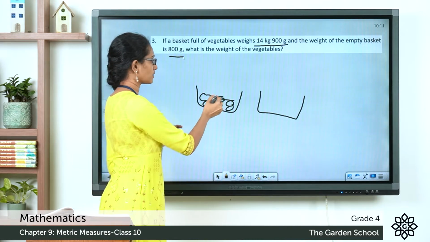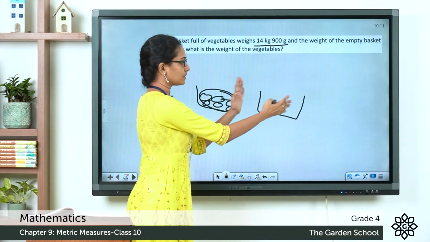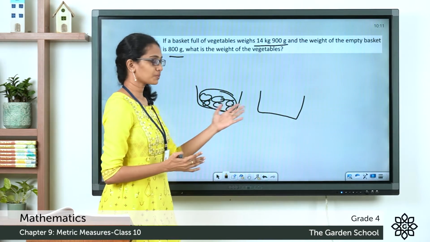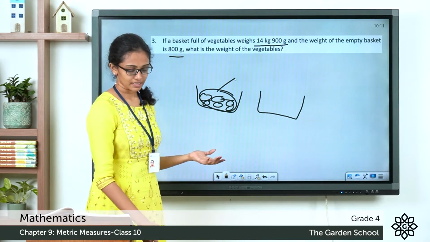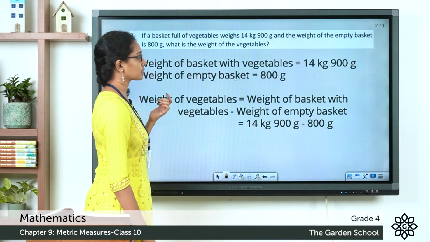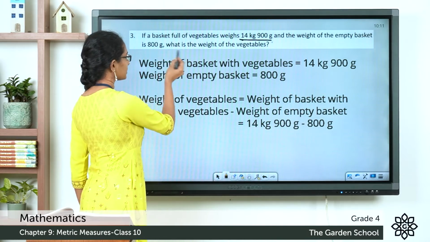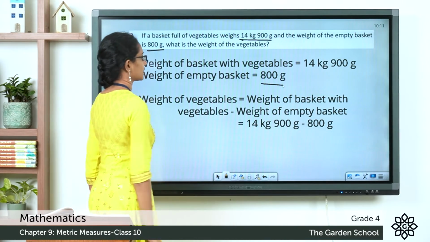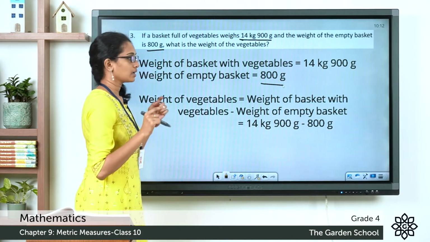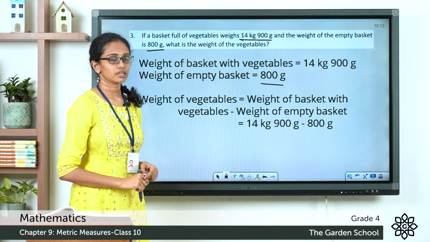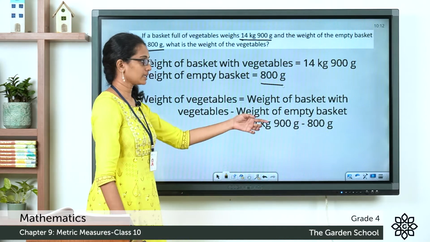Now how do we find out what is the weight of these vegetables inside the basket? We know the whole weight, the total weight, and we know the weight of the empty basket. So if we subtract these two measurements, we'll get the weight of the vegetables, right? So let's write this down from the data given in the question. Weight of the basket with vegetables is equal to 14 kilogram 900 gram. And weight of the empty basket is equal to 800 gram. Now the weight of the vegetables will be equal to weight of the basket with vegetables minus weight of the empty basket. So substituting the measurements, here we have 14 kilogram 900 gram minus 800 gram.